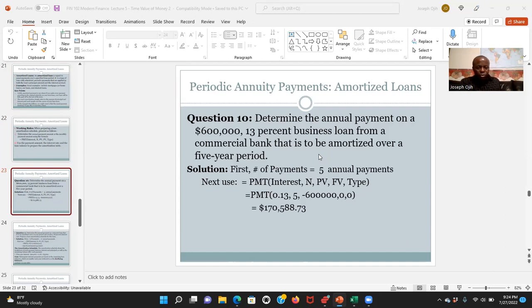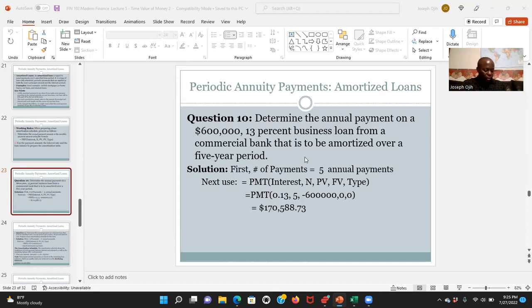So the first thing you do is find the number of payments. It is to be amortized over a 5-year period, so that means payment is made every year, and the interest is 13%, as you can see from here. So interest is 13%, our number of payments is 5 years, and then the present value, how much was loaned to you, was $600,000. For the bank giving you the money, $600,000 represents the amount that leaves their pockets, so you're going to write it as a negative 600,000.